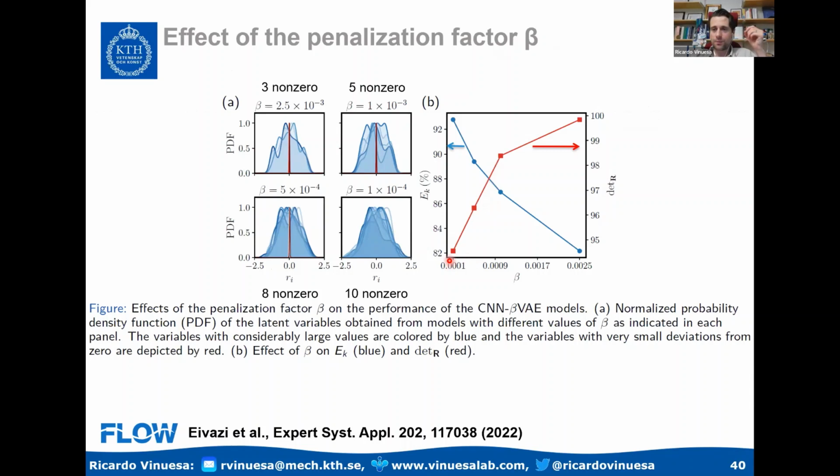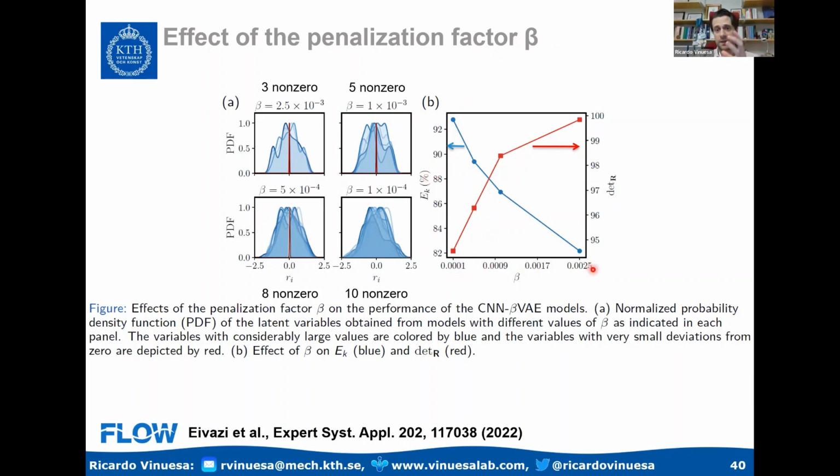If we look at the effect of beta, which is the penalization factor, what we see is that clearly a higher value of beta, which is shown in the horizontal axis, will give me a lower reconstruction of turbulent kinetic energy. This is this blue line over here. Of course, if my loss function is giving more weight to the orthogonality, the reconstruction will be worse, but we will increase more the orthogonality.